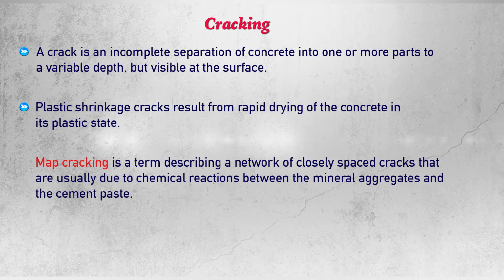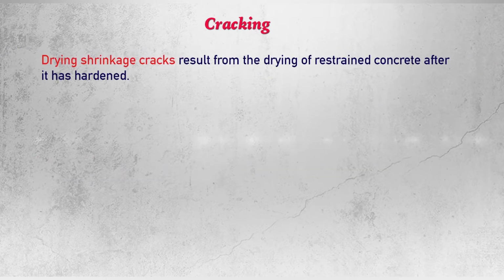Map cracking. Map cracking is a term describing a network of closely spaced cracks that are usually due to chemical reactions between the mineral aggregates and the cement paste. Then next is drying shrinkage cracks. Drying shrinkage cracks result from the drying of restrained concrete after it has hardened. So during that hardening process there may be shrinkage, and due to this shrinkage cracks may occur in the concrete, and these cracks will be called drying shrinkage cracks.